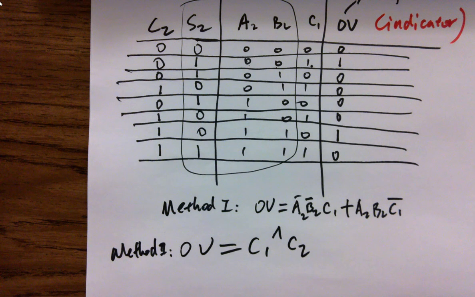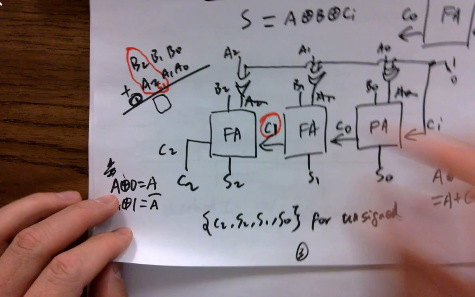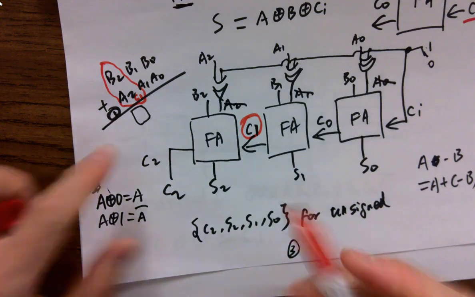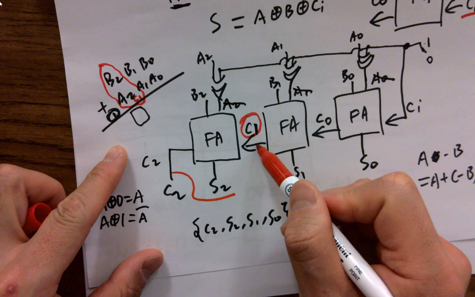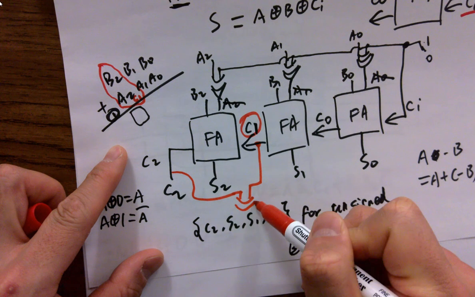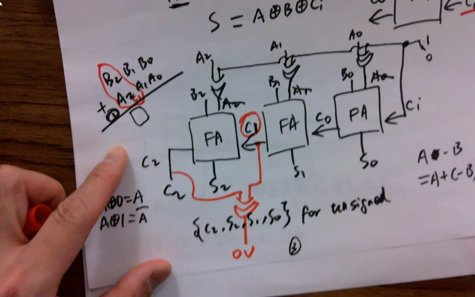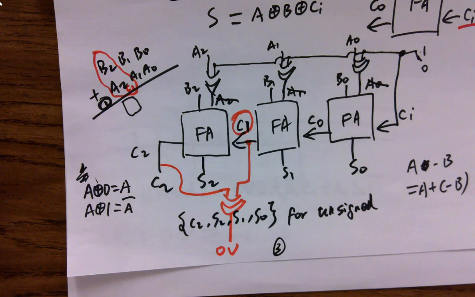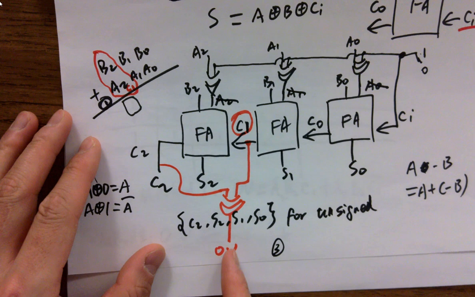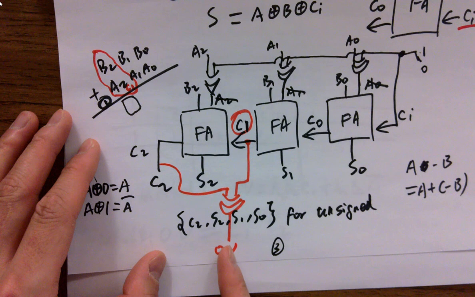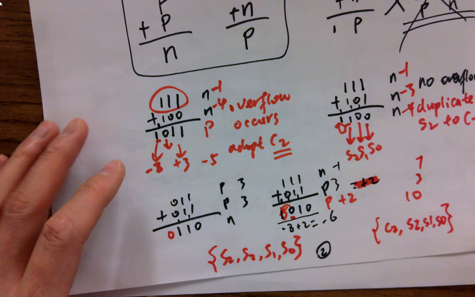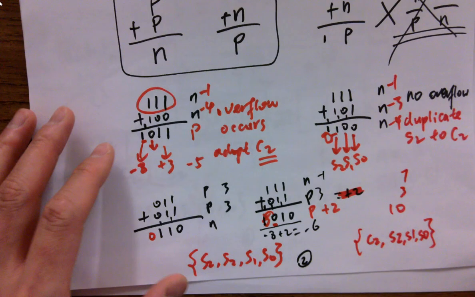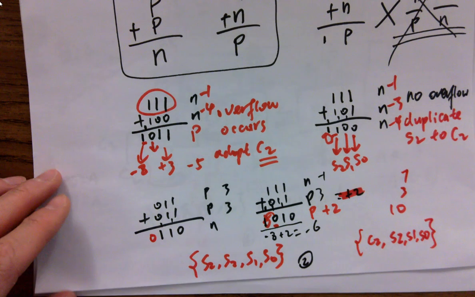What else do we need to find out the final result for this one? We can add a little circuit here, with C2 and C1, to generate OV, like what we covered at the very beginning of the class. We need the OV as a condition. If there's an overflow, what do we want to do? Adopt C2. If there's no overflow, what do we want to do? Duplicate S2.